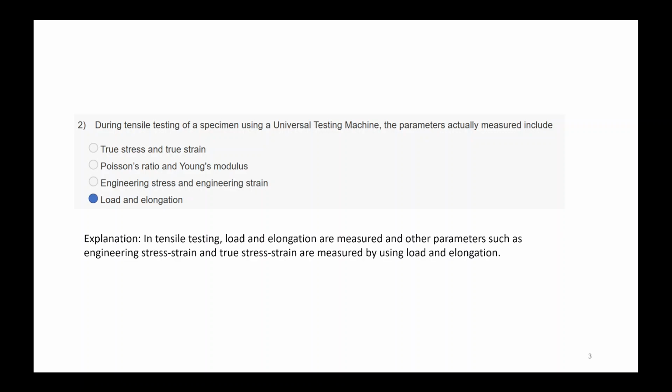When we perform a test on the UTM, the input we give will be your extension rate. So your extension is measured compared to load. Load is measured using a load cell. So your load and elongation are measured, and based on your initial cross section area of the sample and gauge length, you calculate your engineering stress and engineering strain. Using the constant volume principle in the plastic region, you can use formulas for true stress and true strain for calculating these factors as well.